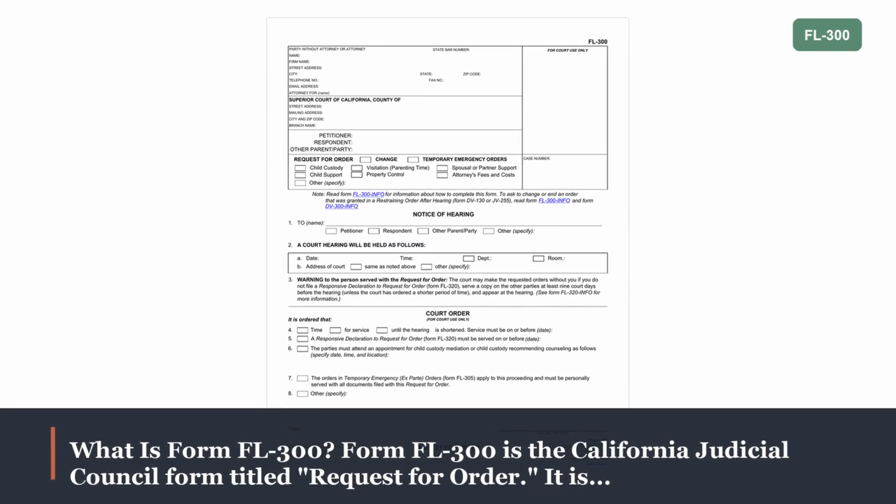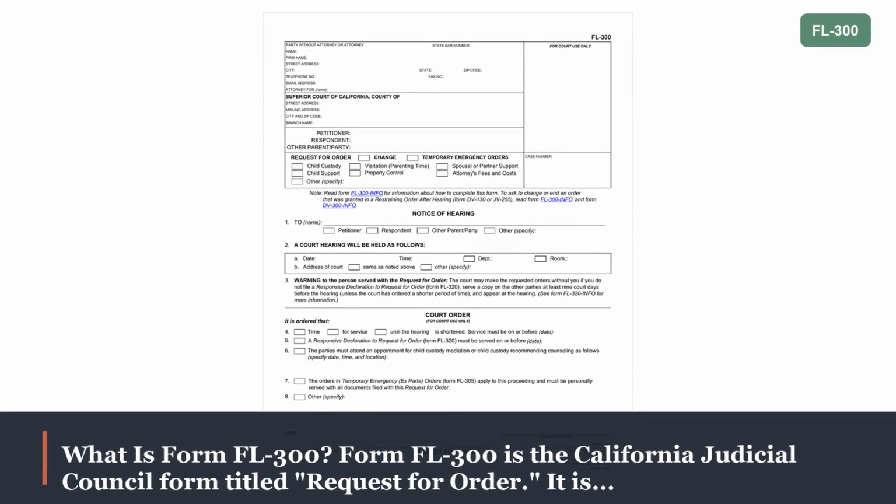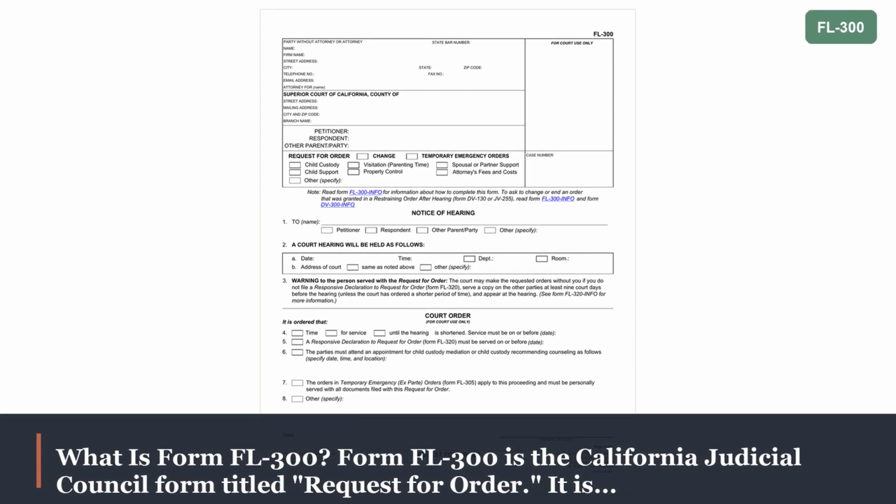What is Form FL-300? Form FL-300 is the California Judicial Council form titled Request for Order. It is used within an existing family law case, dissolution, legal separation, parentage, or a domestic violence case with related family law issues, to ask the court to make a new order on an issue that has not yet been decided, or change or terminate an order the court already made. Filing FL-300 puts the issue in front of a judge and sets a hearing date.